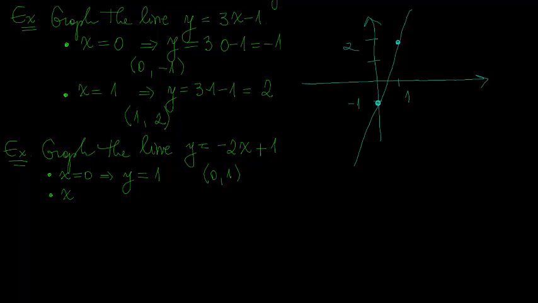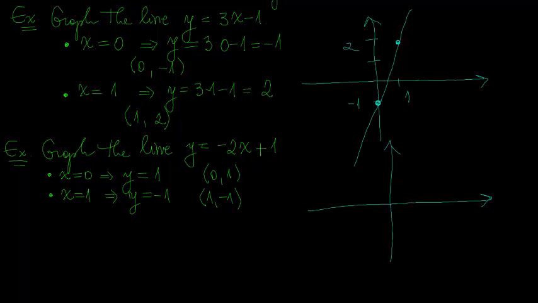And also, if x is 1, then y will be negative 2 plus 1, so negative 1. So I get the point with coordinates x is 1 and y is negative 1. So now let me draw this line. Let's first plot the points.